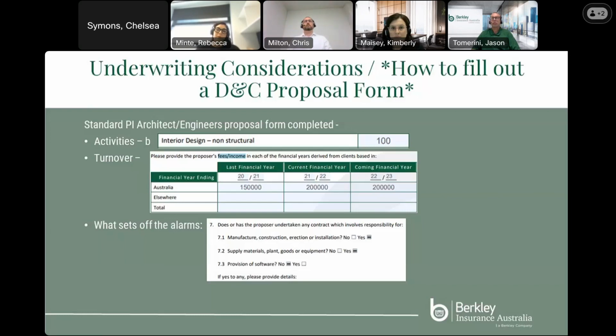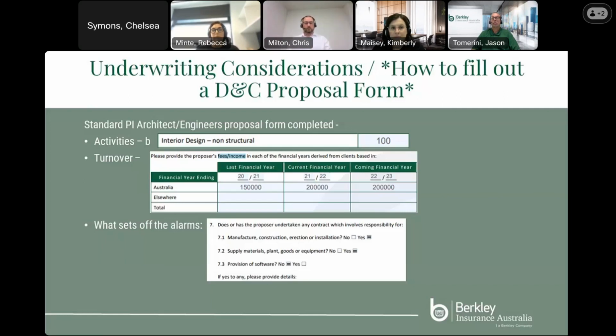We do include these questions on the architect and engineer's PI proposal form so that it opens up that conversation, and we are made aware of perhaps a difference in the activities noted on the proposal to what the client is actually doing, and we can ensure as underwriters and brokers that they are placed under the correct wording.